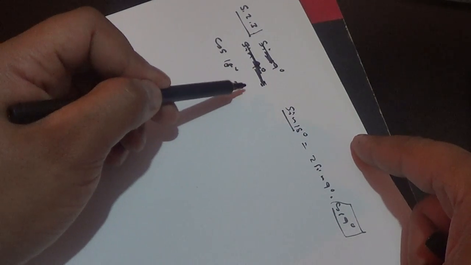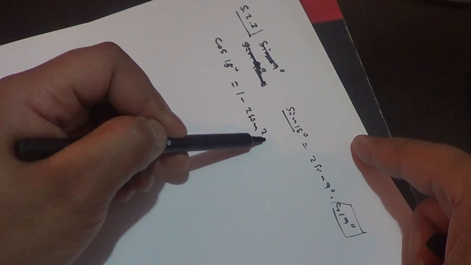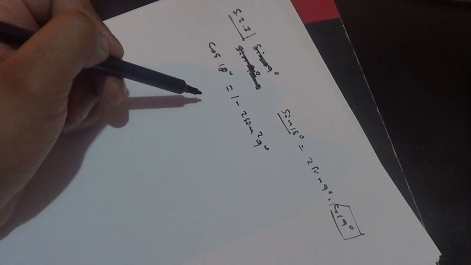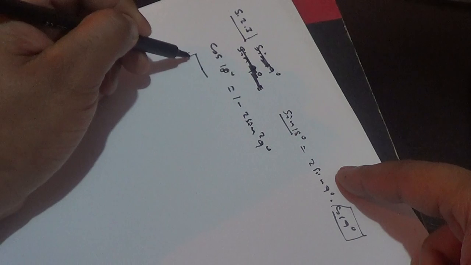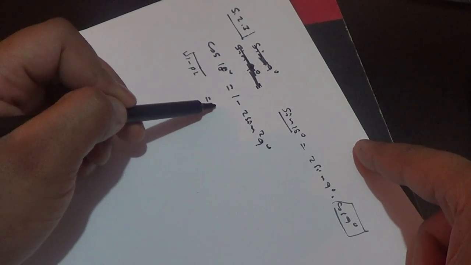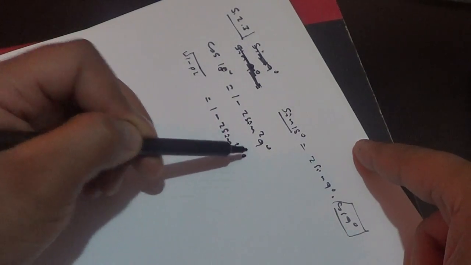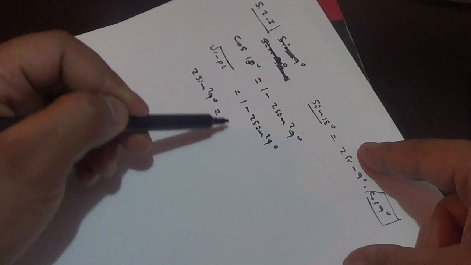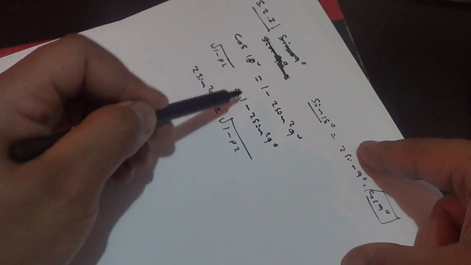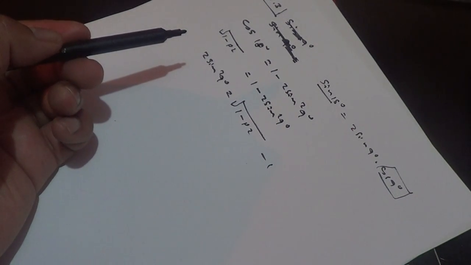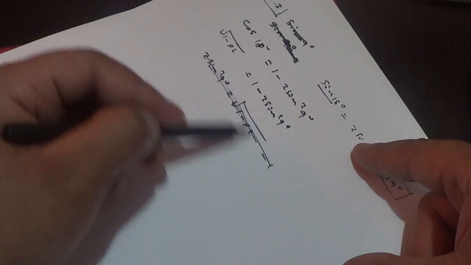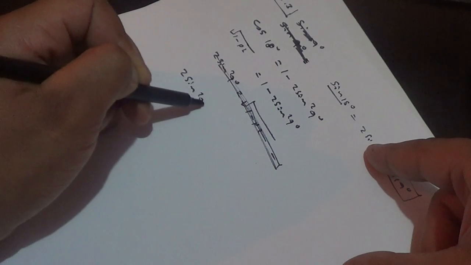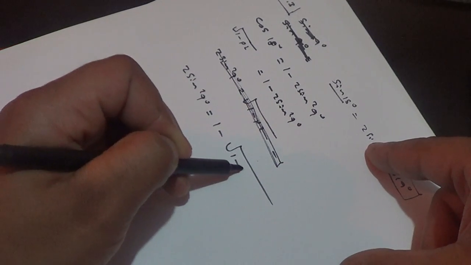Why? Because we know that this could be 1 minus 2 sine squared of 9 degrees, because this is a double angle when it's 18. And as a result, we know what cos 18 is, right? Cos of 18 is basically that square root of 1 minus p squared equals, and then here we have 1 minus 2 sine squared of 9 degrees. Okay, then of course we transpose this, so we're going to have 2 sine squared 9 degrees equals 1 minus this one, 1 minus p squared.